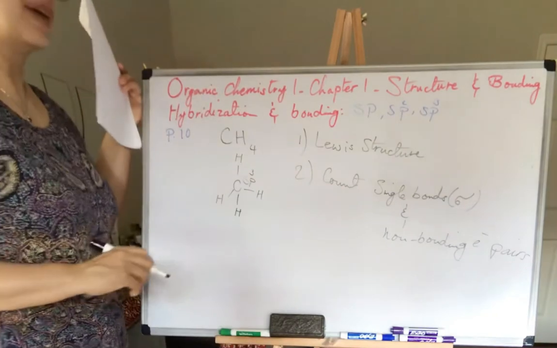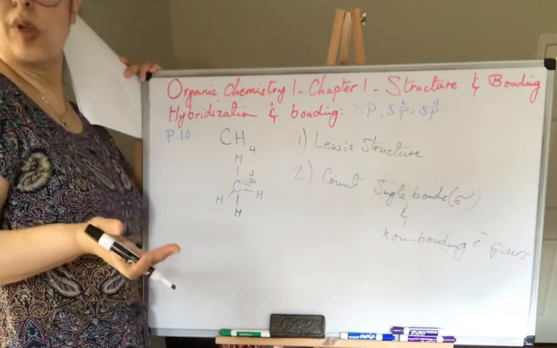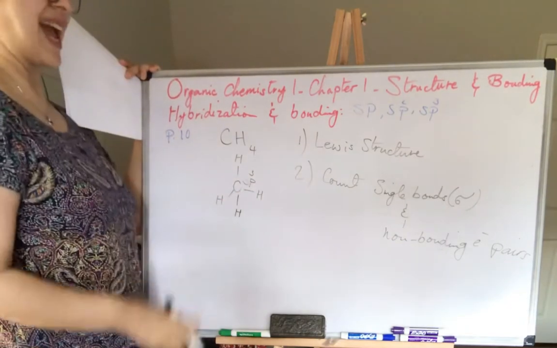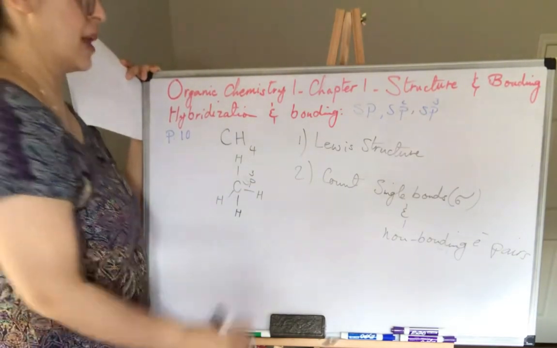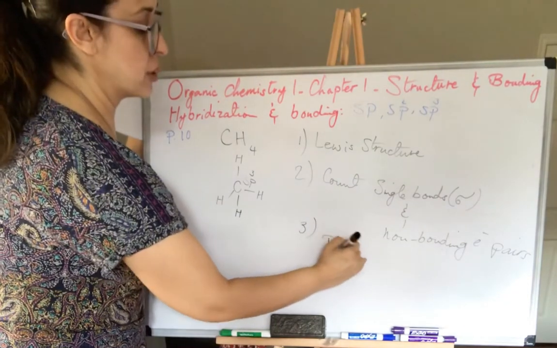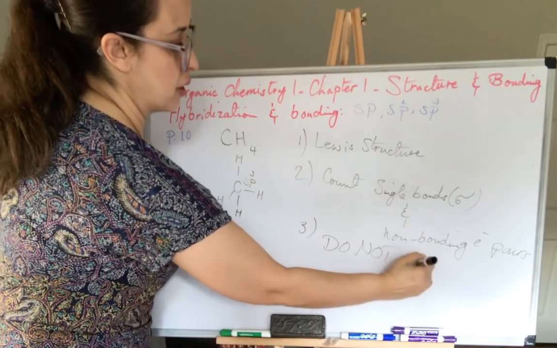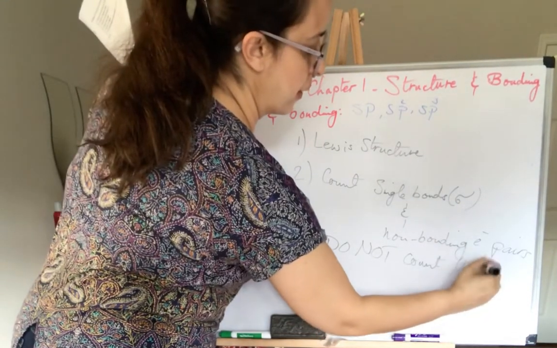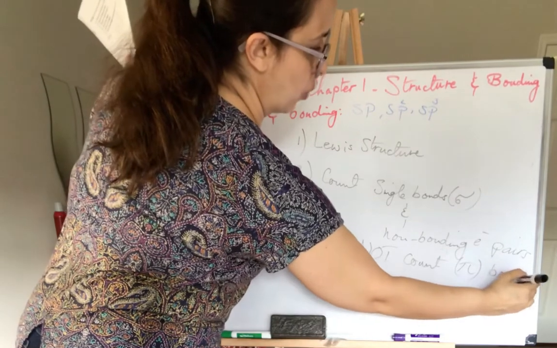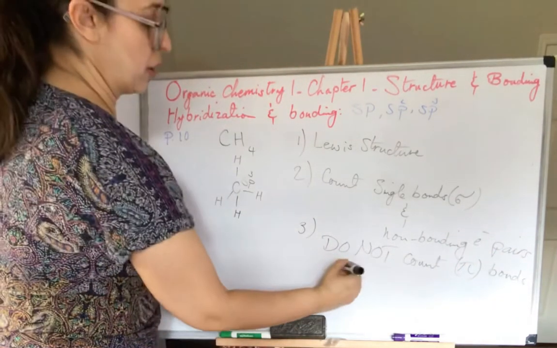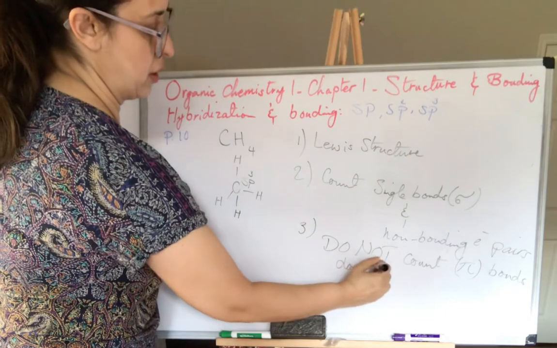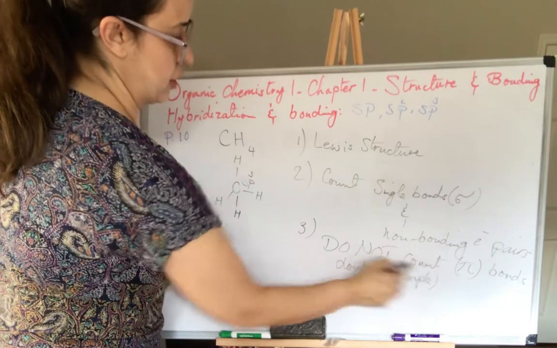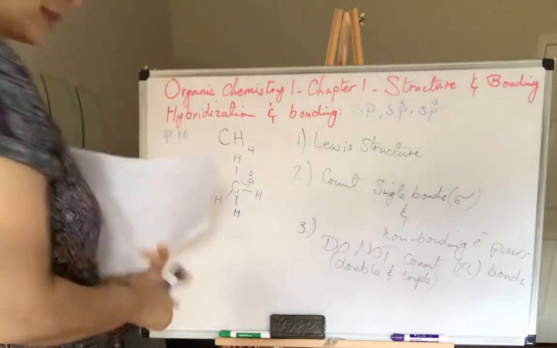So for determining the hybridization, first of all, you need to have a correct Lewis structure. Then count the single bonds and non-bonding electron pairs, and do not count pi bonds. What do pi bonds mean? Double and triple bonds. Let me show you what it means.